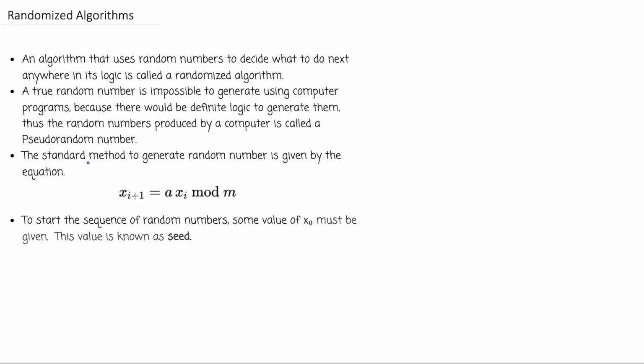And the standard method to generate a random number is given by the equation x_{i+1} = a * x_i modulo m. This is one of the simplest ways by which we can generate a sequence of random numbers. So let me put some numbers over here. Let's assume that a is equal to 7, m is equal to 11. Then in this equation I need to give some value for x_i to begin with. As it is the first number, I am calling it x0. Let's say I am taking x0 equal to 1.